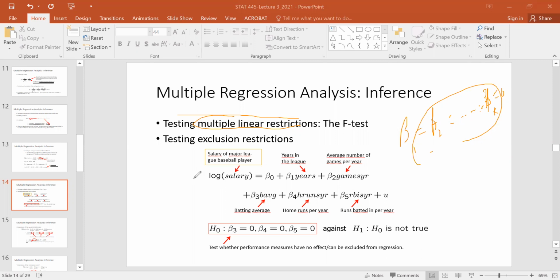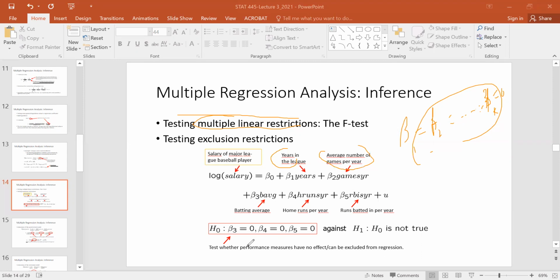So this is an equation of salaries of baseball players on some variables. These are the years in the league, average number of games they play per year, batting average, home runs per year. These are performance indicators. You don't need to understand these variables to answer the question. Those who know baseball will understand.